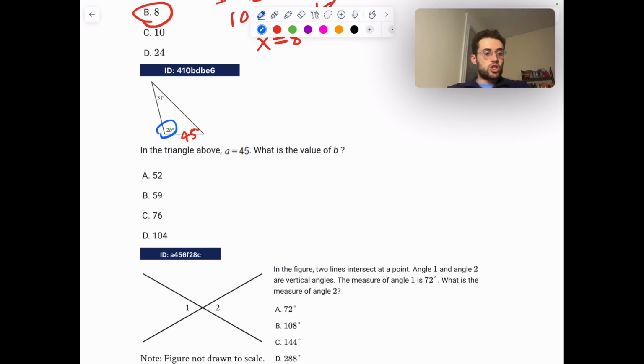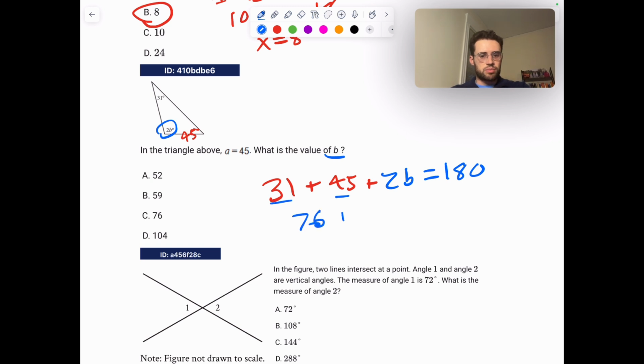Also note that it's 2B down here, not B. So just read carefully. They give us 31 plus 45 plus 2B adds up to 180 degrees. 31 plus 45 is 76. So 76 plus 2B equals 180 degrees. Subtract 76 from both sides. That gives us that 2B is equal to 104 degrees.